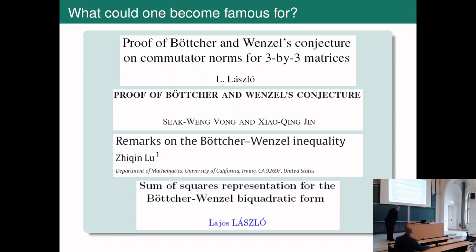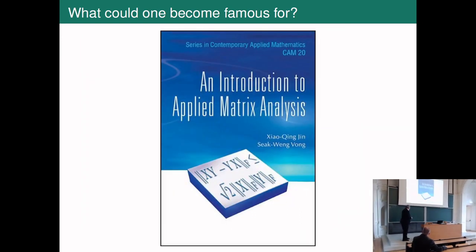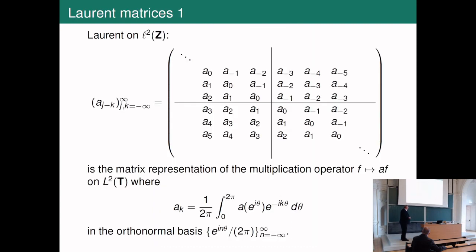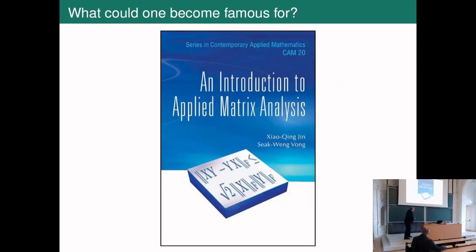So, I'm mentioning this because this is the question, what could one become famous for? We had a problem, I could not solve this problem, but my name appeared in many papers. Laius Laszlo then proved it for 3 by 3 matrices, then 2 Chinese people proved it in the general case, and also observed that this is equivalent to a question on the curvature on Riemannian manifolds. Laius Laszlo did again one more paper on this, and in the end our inequality landed on the cover page of a book. So I think if something of my work will survive, it will be this inequality which we actually could not prove.